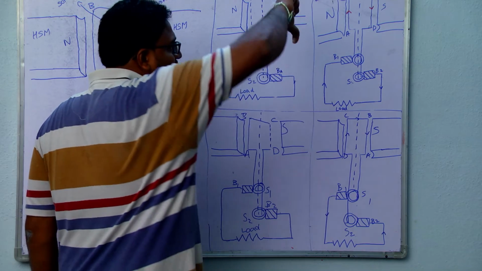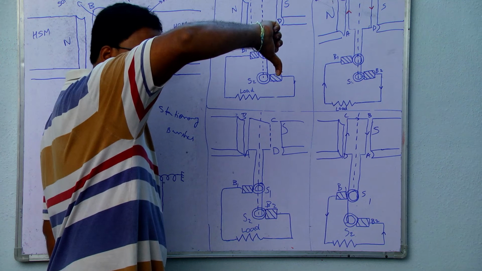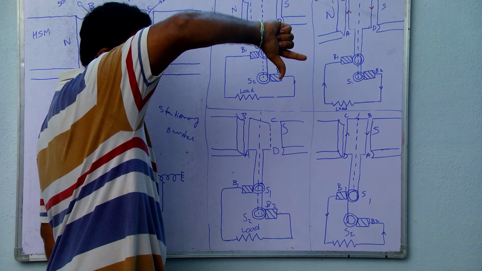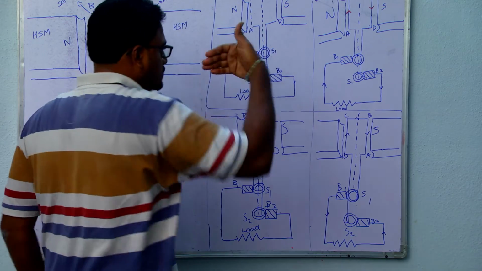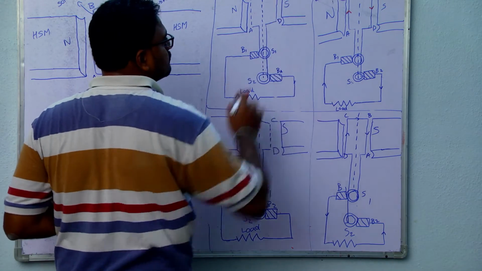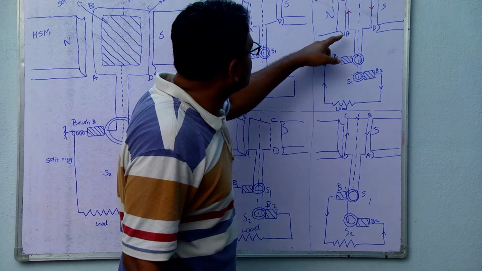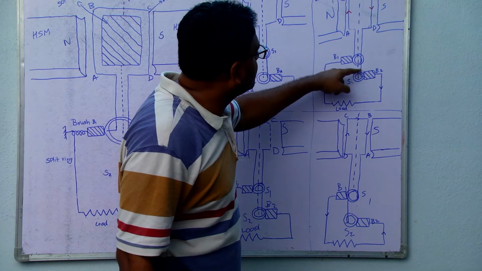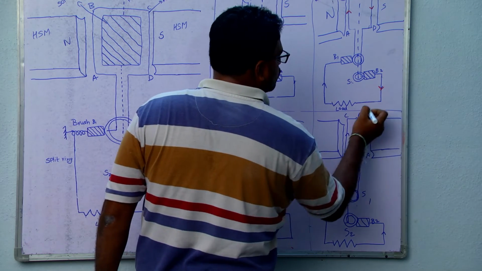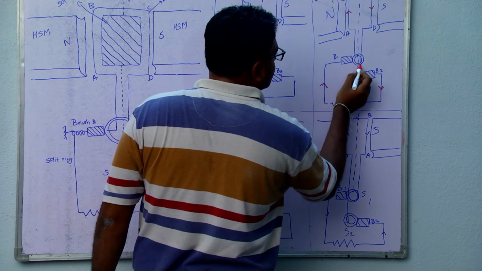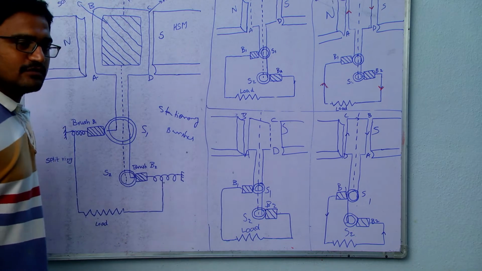CD arm is the direction of motion is downwards. Okay, CD is moving downwards. This is the north to south magnetic field. Then the direction of current is like this. Okay, towards like this. That is from C to D. So the direction of current is A to B, C to D like this, and in the external circuit it is from B2 and through the load B1 and through S1, and again this is the path of the current. Okay, this is the direction of the current.